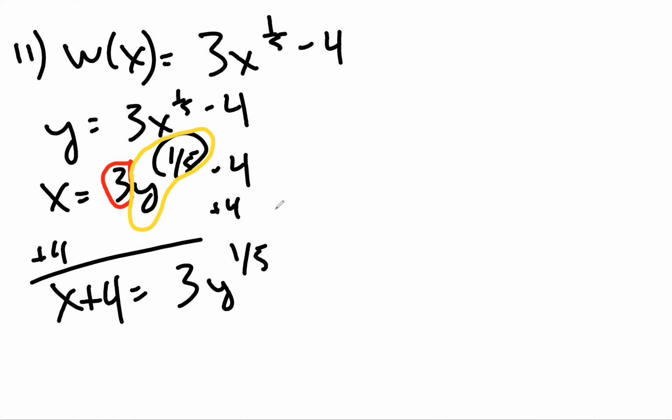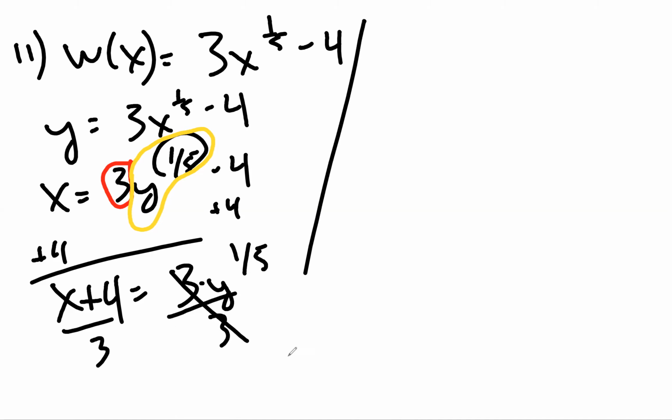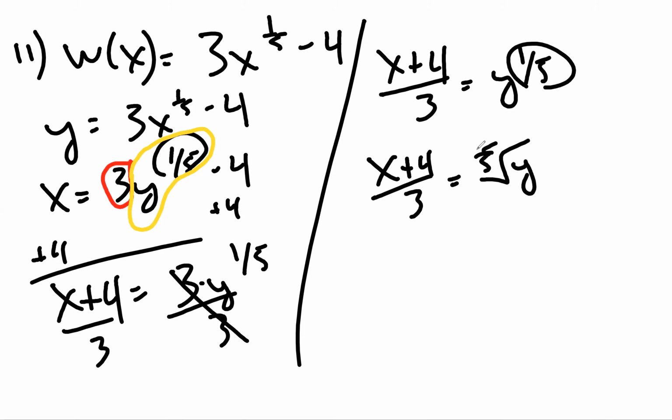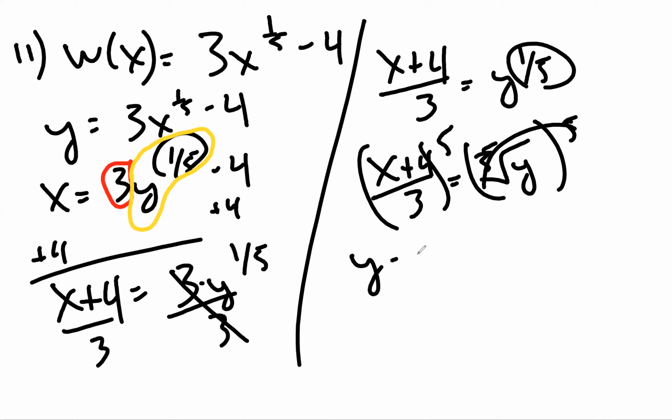Now, as I mentioned up above, this 3 and this y are being multiplied, so let's divide everything by 3. That gives me x plus 4 over 3 equals y to the 1/5. I already said earlier that this is the 5th root, so I can leave the left-hand side alone for a moment and say that this is the 5th root of y. In order to get rid of the 5th root, I have to raise it to the 5th. And so that's going to give me y equals x plus 4 over 3, the whole thing raised to the 5th. Now I've got the y by itself.